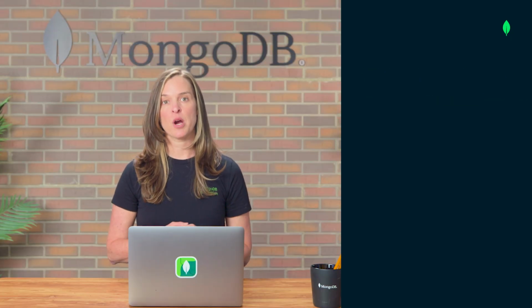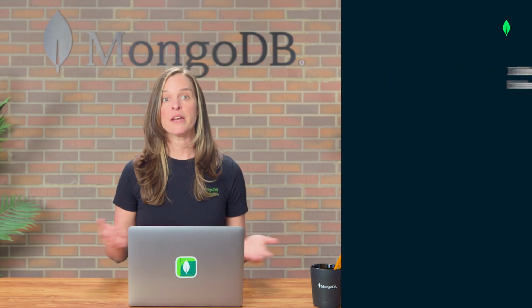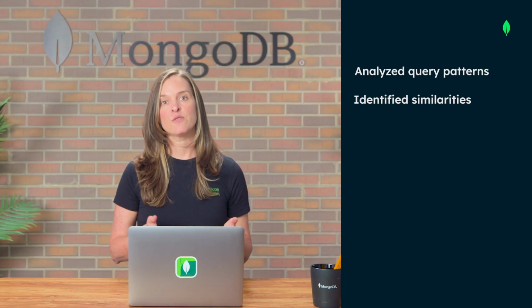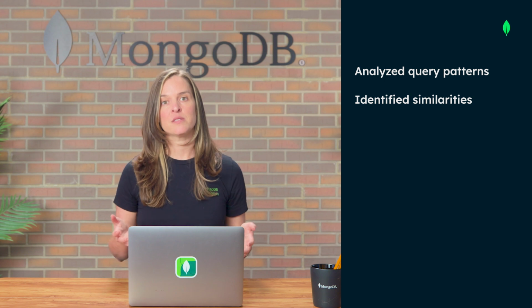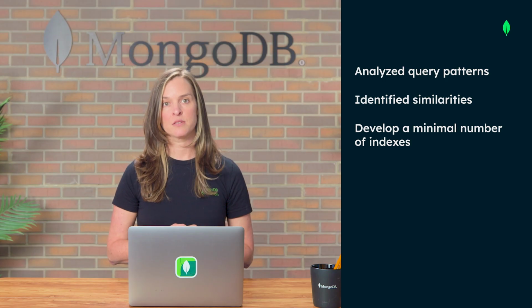Let's recap what we learned in this video. We introduced you to our example bank messaging app and explained why we need to create indexes on the messages collection. We took the first step in this process by identifying queries that can benefit from an index. Finally, we analyzed the queries to identify similarities. This analysis helped us develop the minimum number of indexes that efficiently support all our query requirements.